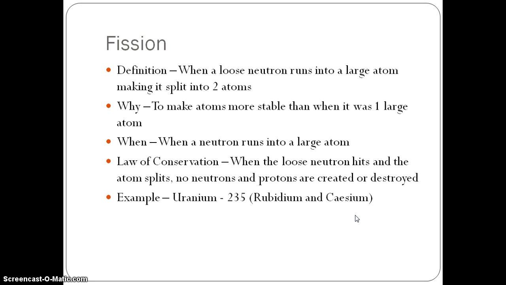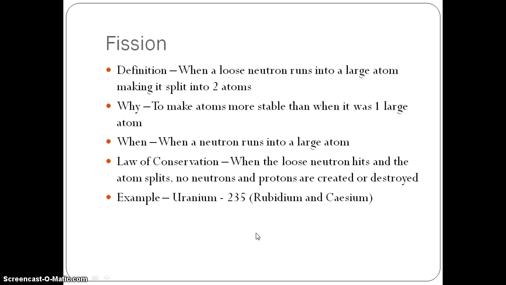And an example of this is uranium-235. Now when the nucleus of the larger atom splits, the uranium-235 separates into two different atoms. These atoms are now classified as rubidium and caesium. Now the law of conservation for fission applies because when the loose neutron hits the atom, it splits. No neutrons and protons are created or destroyed.